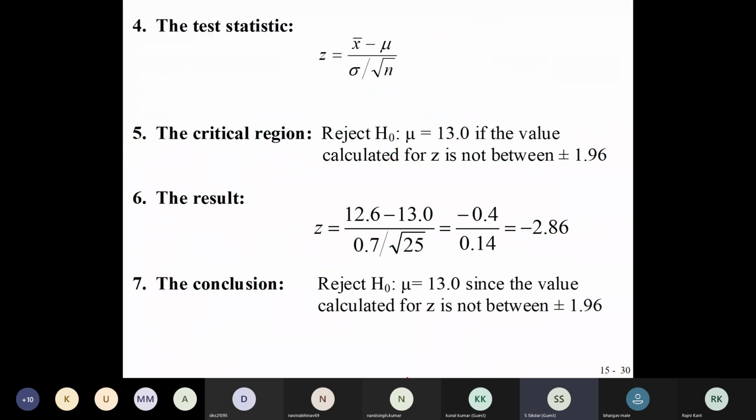First we go through the test statistic and the critical region. We reject H0, mu equal to 13.0, if the value calculated for Z is not between plus minus 1.96. Now, where does this plus minus 1.96 come from? Can anybody tell?